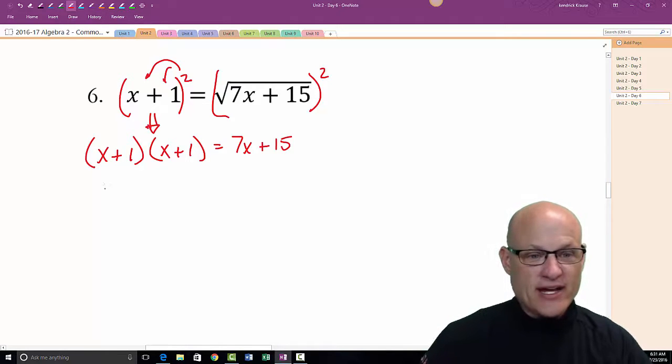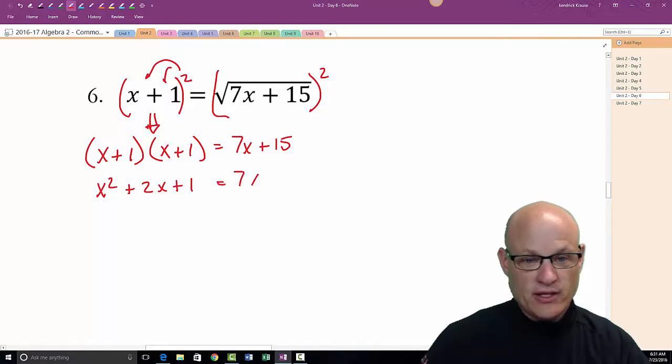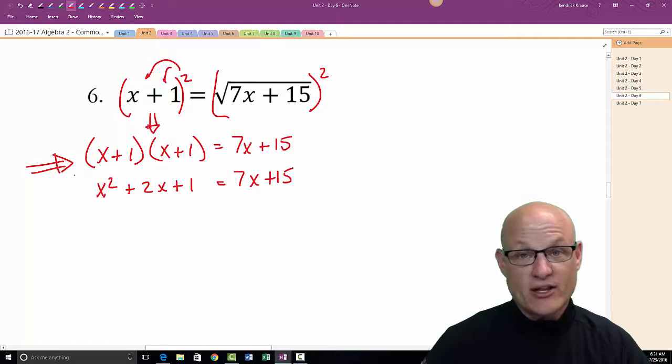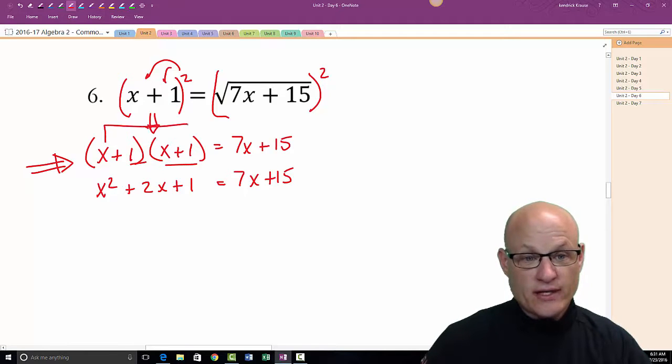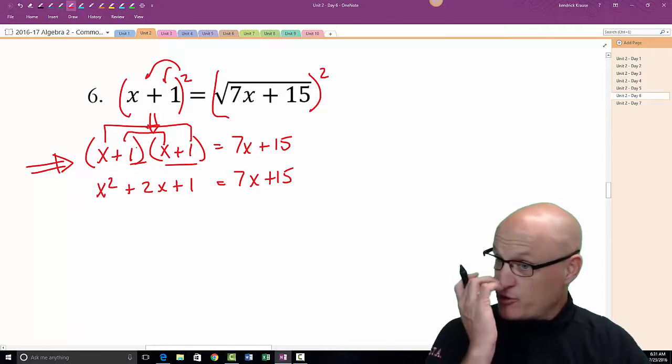All right, so on the left side, I end up with x squared plus 2x plus 1 equals 7x plus 15. I don't go through double distributing, kids. By now, if you can't double distribute, we got other issues, okay? You multiply the x by both of these. You multiply the 1 by both of these. This is 1x, and this is 1x. That's 2x's, okay? I hope by now you can double distribute.